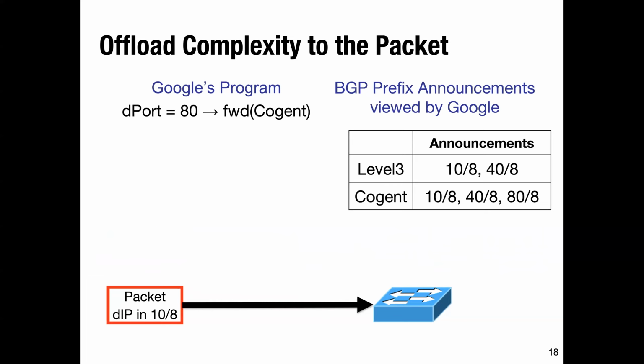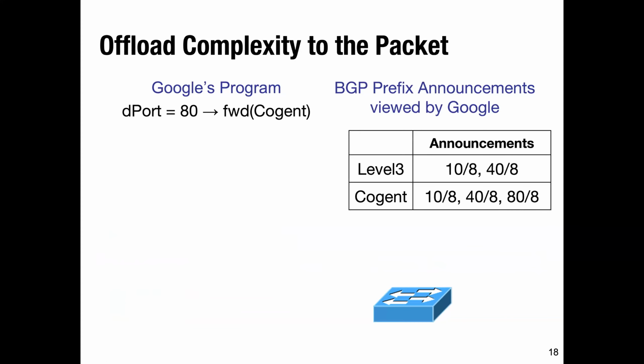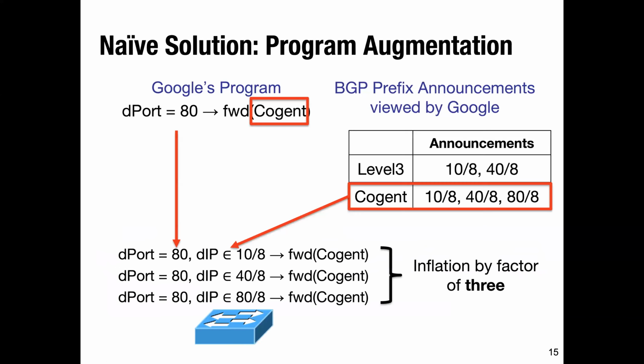So in this case, when we are doing the policy augmentation or program augmentation, rather than writing two different rules for 10/8 and 40/8, we can group them as one, right? Because they have the same exact forwarding behavior. And rather than matching on the destination IP, we can match on the metadata, which represents both 10/8 and 40/8, and that will help us reduce the number of entries.